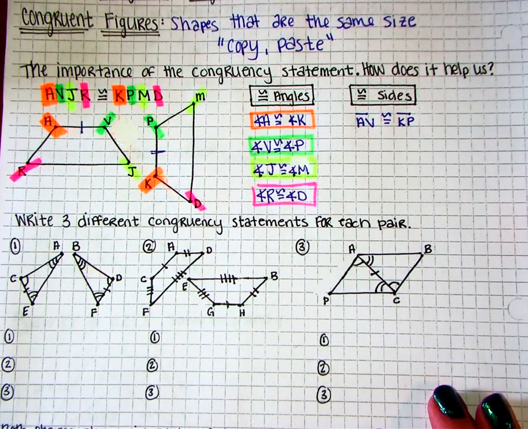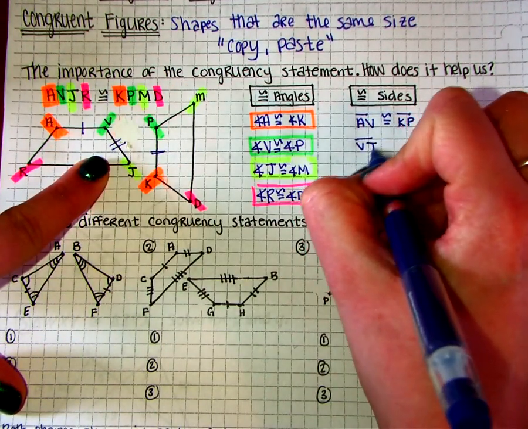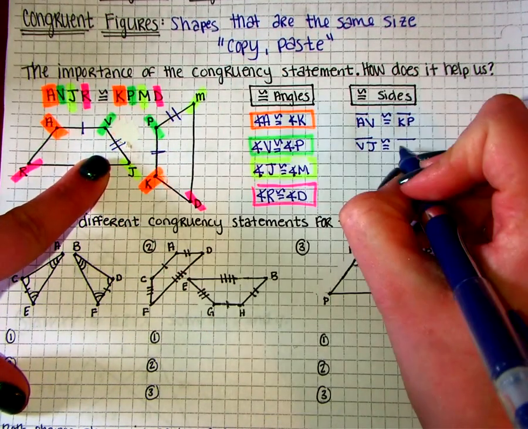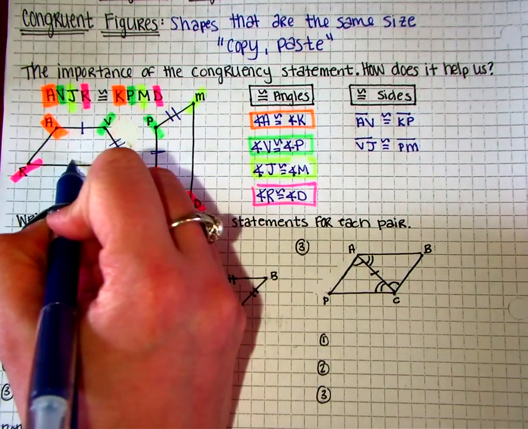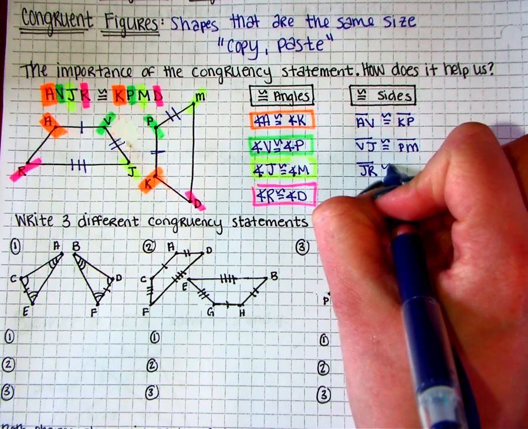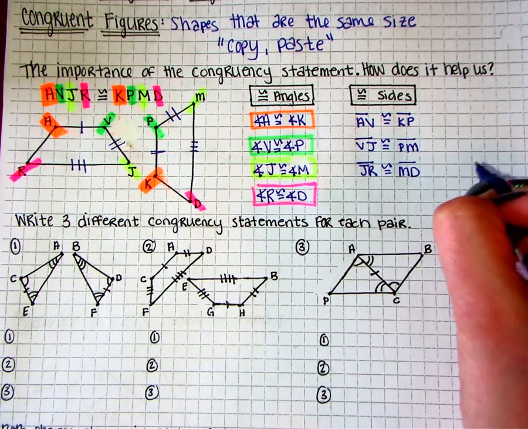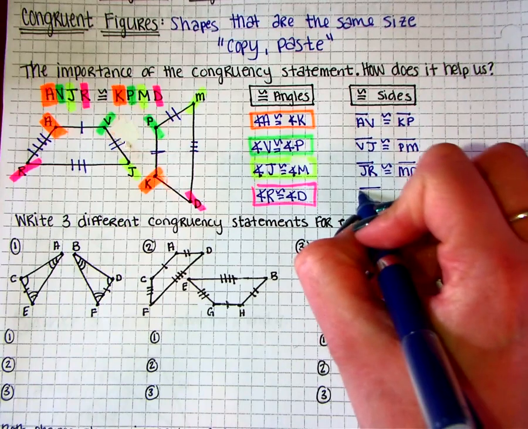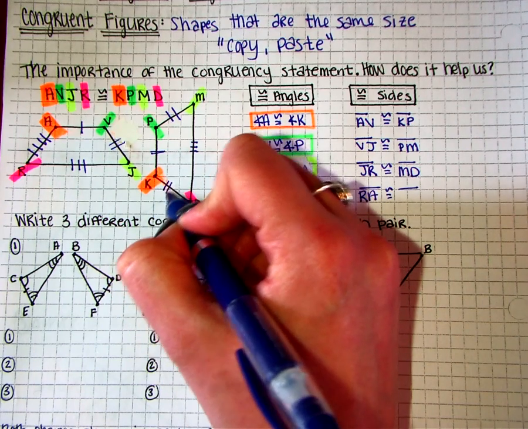Then we're going to shift around. Green to yellow, so VJ is congruent to green to yellow, PM. And let's just follow that around the trapezoid. Yellow to pink, we'll get 3. So JR is congruent to yellow to pink, MD. And lastly, we have pink to orange, so RA. We will put 4 bars here. And RA is congruent to pink to orange, DK. We'll put 4 here.